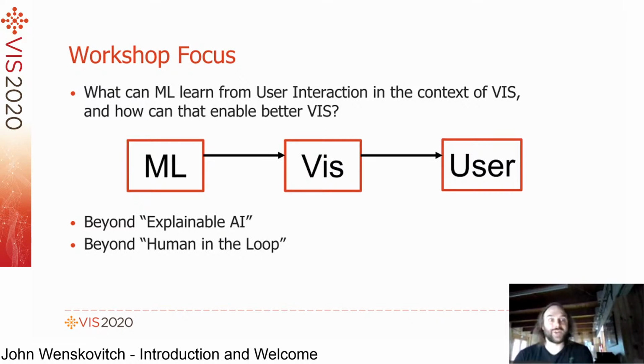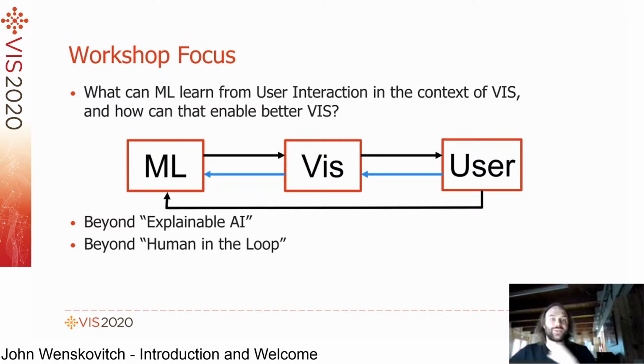So starting again with the workshop introduction. Okay, we were looking a little bit beyond the explainable AI research agenda, which is going from the machine learning to the visualization to the user. We're also thinking a little bit beyond human in the loop, which is we're going to fiddle with some knobs and dials as the user to tweak the machine learning. What we're really thinking about is the user interacting directly with the visualization, and from there going into the machine learning algorithms to personalize the visualization to make the visualization a bit better overall.